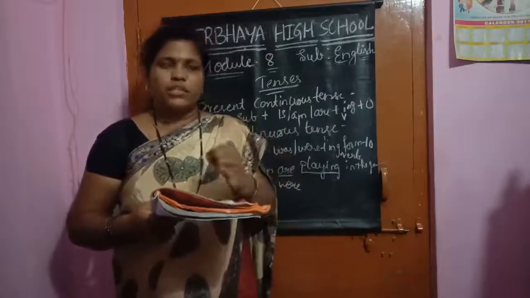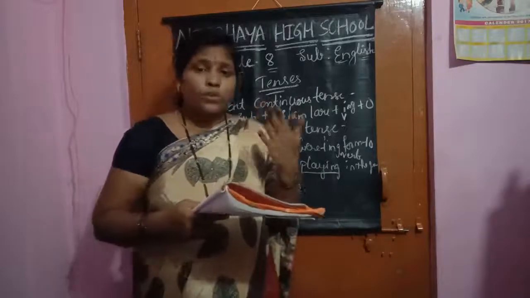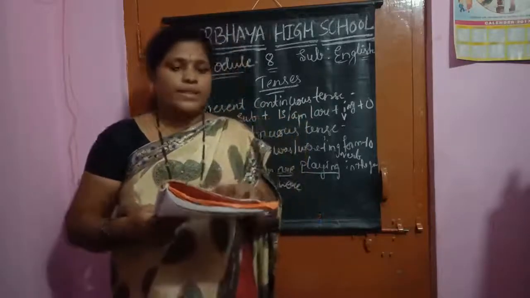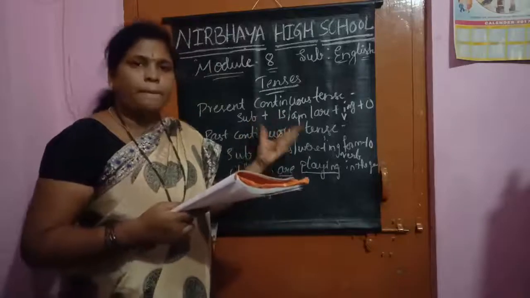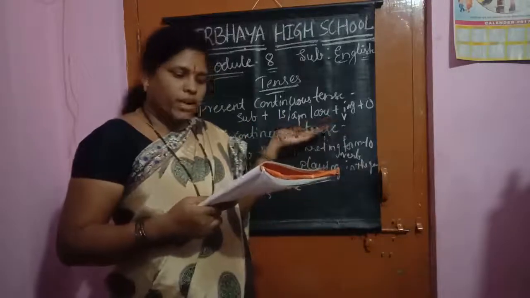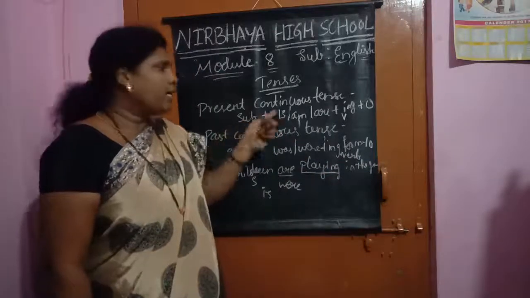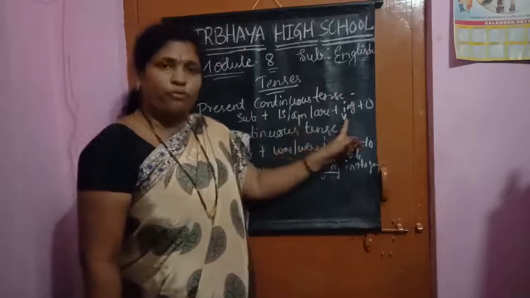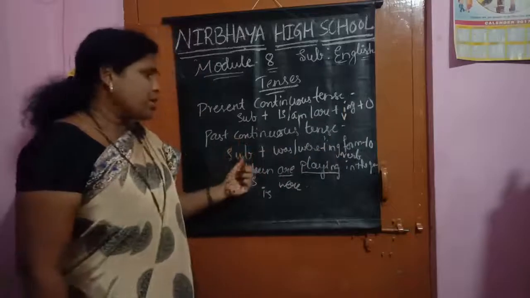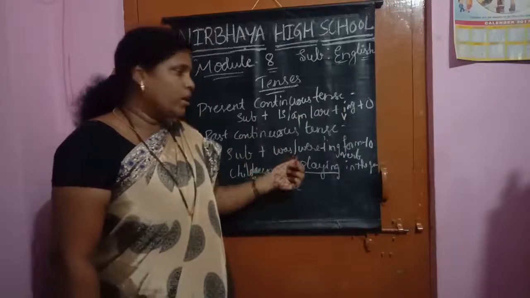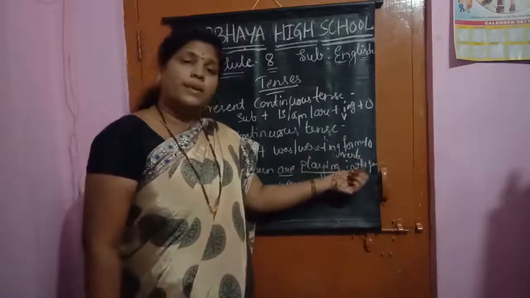Understood, children? It is simple only. When you go to the higher classes, you will learn it in depth. Okay, children? Present continuous and past continuous. What is the rule? Present continuous: subject plus is, am, are plus ing form plus object. Past continuous: subject plus was or were plus ing form plus object.